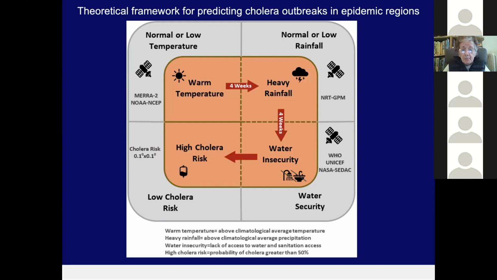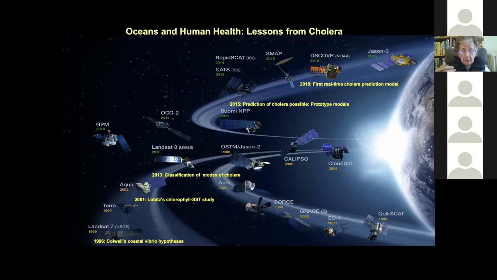Have the next slide, please. So we have improved the sophistication of our modeling, along with the ability to use ever increasingly sophisticated satellites. So in 1996, we developed our coastal Vibrio hypothesis, and then we published in 2000 with NASA, with Lobitz and his team at the California NASA station. And then we've essentially moved on to prediction of cholera models with various prototype satellites.